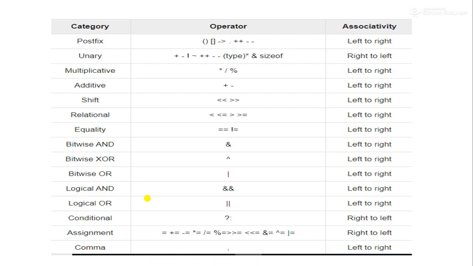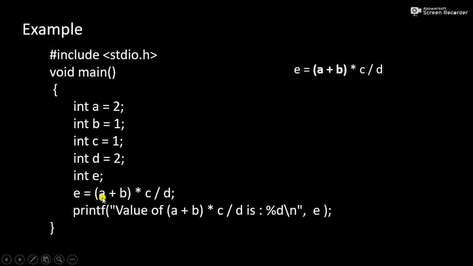So let's take this expression as the example and put in the value of each variable. We have a equals 2, b equals 1, c equals 1 and d equals 2. Among all these, the bracket has the highest precedence, which means we need to evaluate the bracket first. So we have 2 plus 1, and the value of 2 plus 1 is 3.